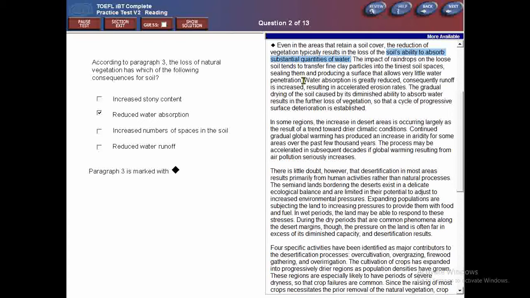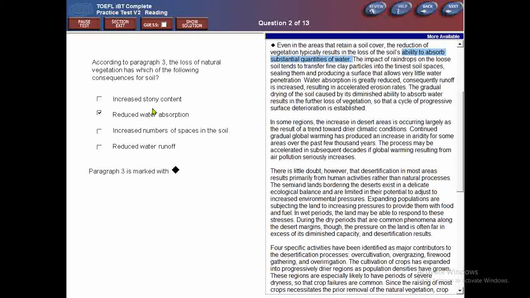Most of the questions will be from the important details. If we consider this sentence, it is a specific, trivial detail about the impact. Water absorption is greatly reduced. Here it also mentions water absorption, the topic of the topic sentence. Water absorption is greatly reduced, consequently runoff is increased.